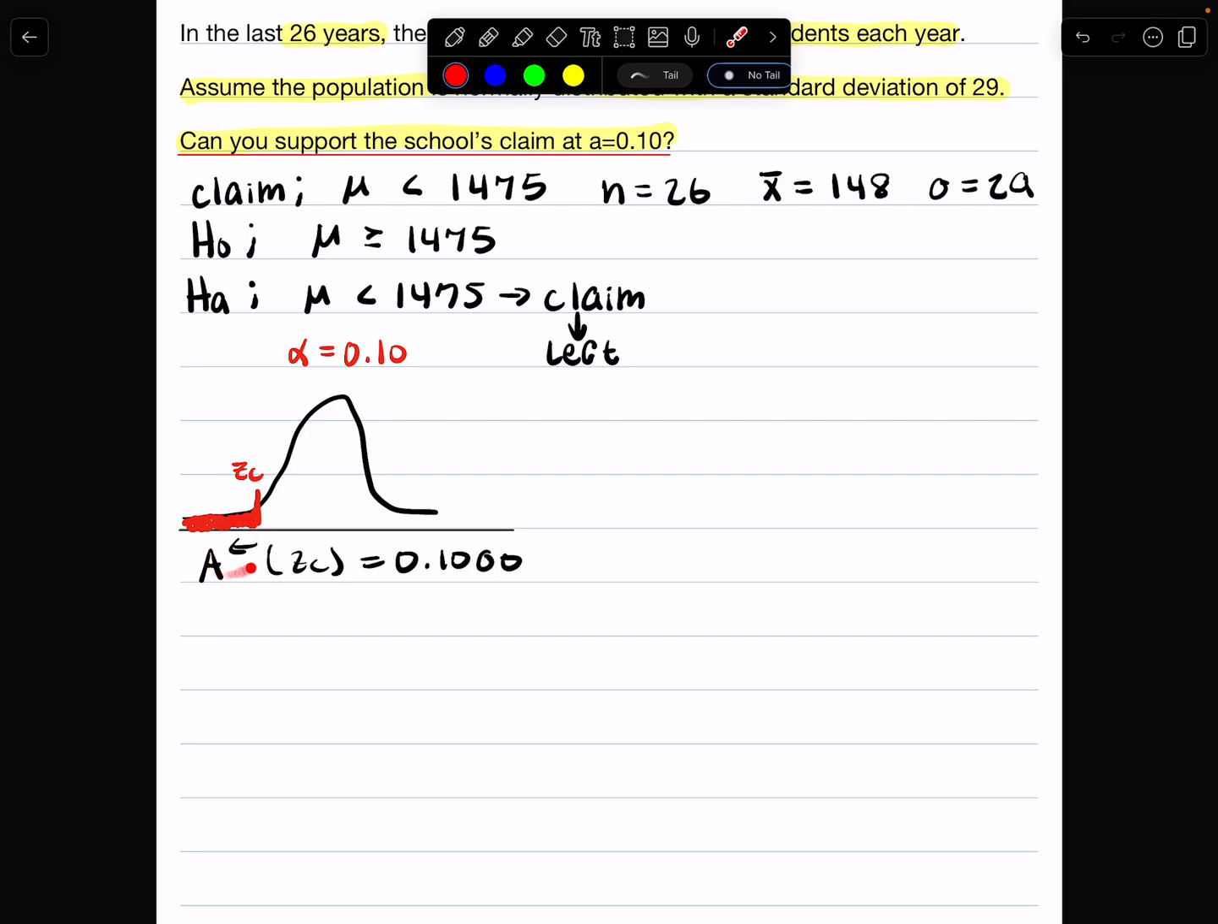Now I have area to the left and z critical. Again, you should be able to tell me exactly what we should do based on me telling you those 2 words. Area to the left and z critical means we need to go to our chart. So we go to our chart and we find that the critical value that corresponds to an area to the left of 0.1000 is negative 1.28.